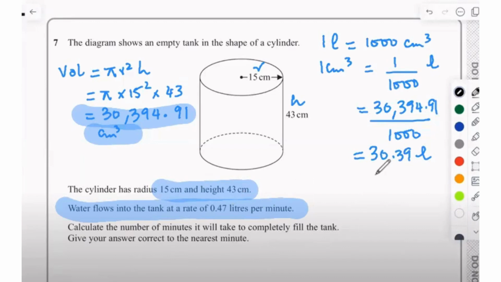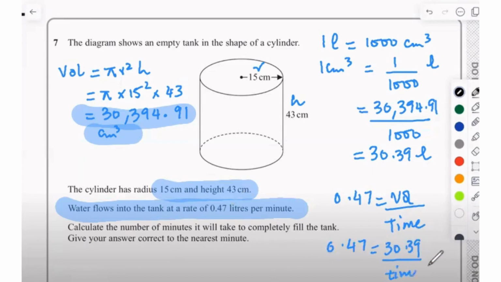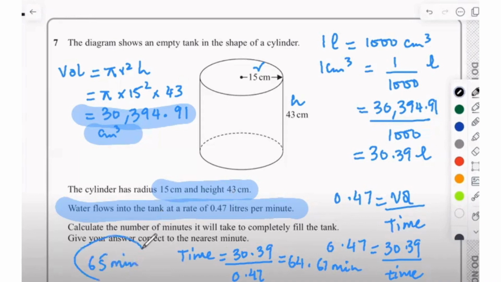Now we have to calculate the number of minutes it will take to completely fill the tank, and the rate at which the tank will be filled is 0.47 liters per minute. So 0.47 equals the volume divided by time. That is the rate. So 0.47 equals 30.39 over the time. To find the time, we divide 30.39 by 0.47, and that gives us 64.67 minutes. So correct to the nearest minute, it's going to be 65 minutes.